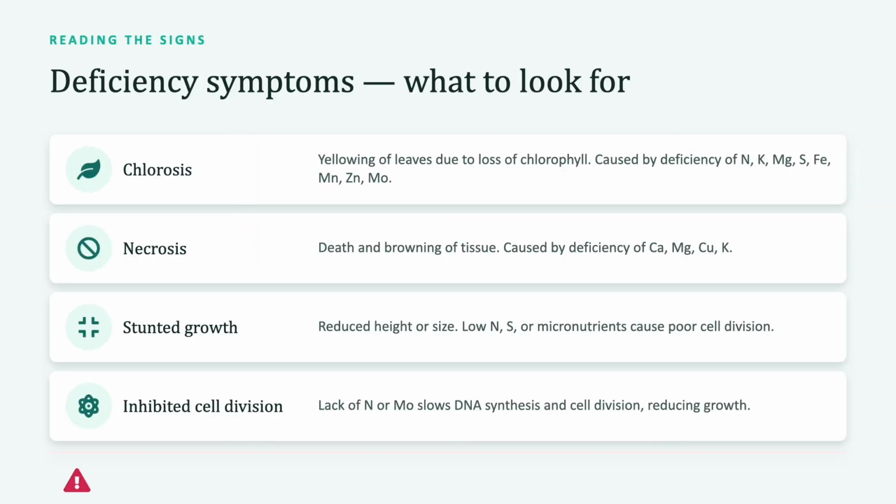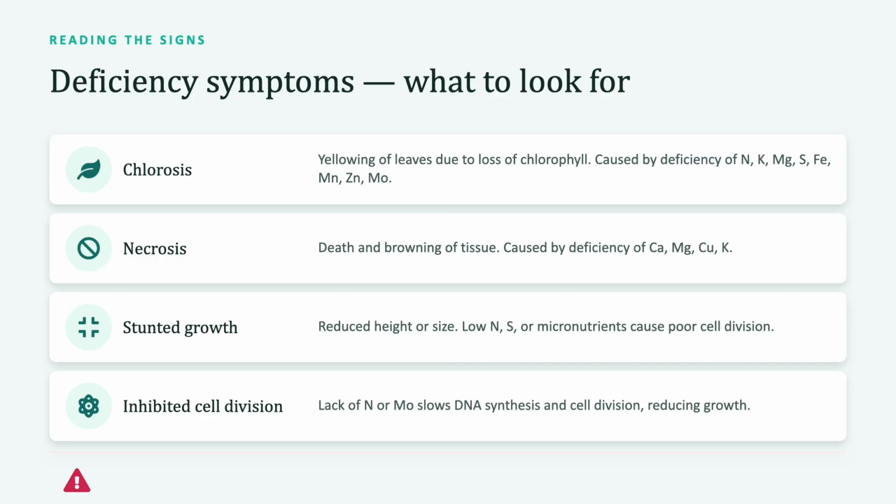When a mineral is missing, the plant speaks through visible symptoms. Four key ones. Chlorosis, yellowing of leaves because chlorophyll cannot be made. Many elements cause it: nitrogen, magnesium, iron, manganese, and more. Necrosis, actual death and browning of tissue. Calcium, copper, and potassium deficiency can cause this. Stunted growth. The plant stays small, from low nitrogen or micronutrients, slow cell division.